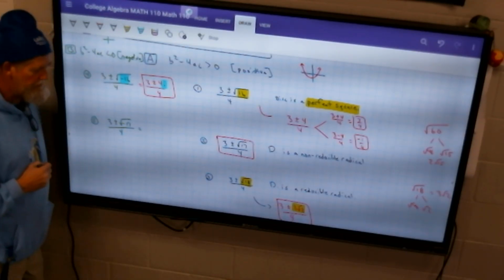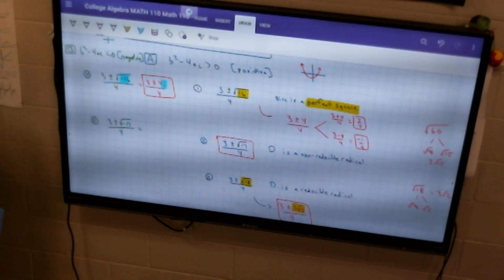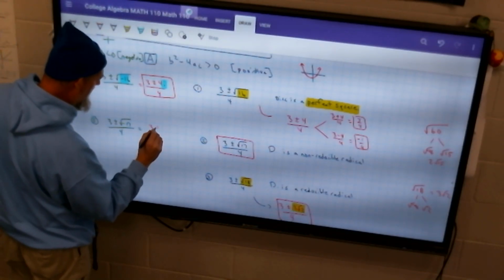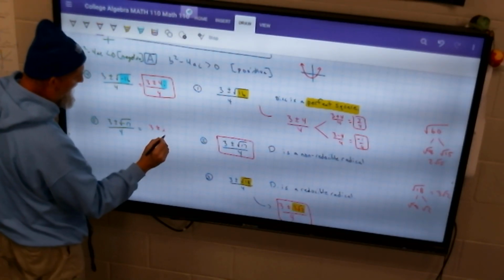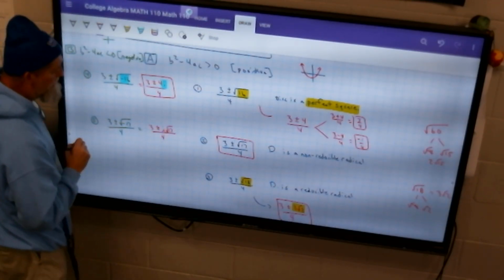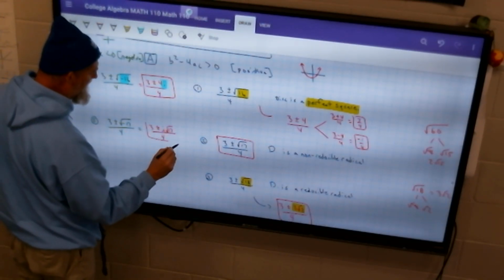So what would I do? Keep it the same, but put an i at the end? Exactly. Well, I'm going to put it in the middle. I'm going to make 3 plus or minus, we put that i in front of the radical, 17 over 4. Do you understand why I put it before, not after?